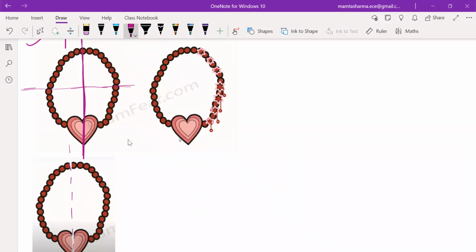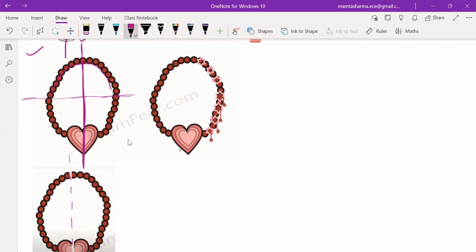Okay, one part would be beads only, and in the other part there would be this pendant and beads. So they would not be the same. Ma'am, if there was no heart shape, it could be horizontal also. Yes. So this would be the line of symmetry.